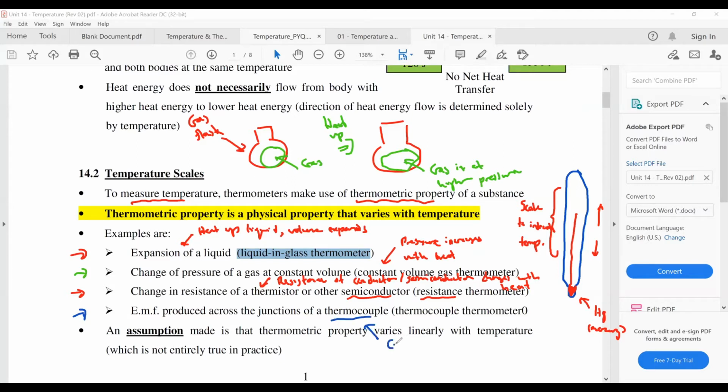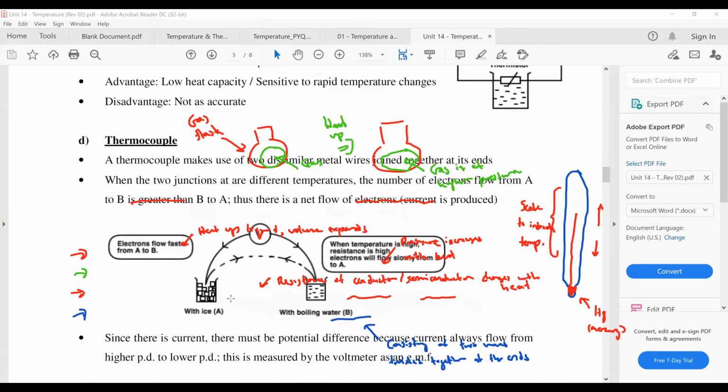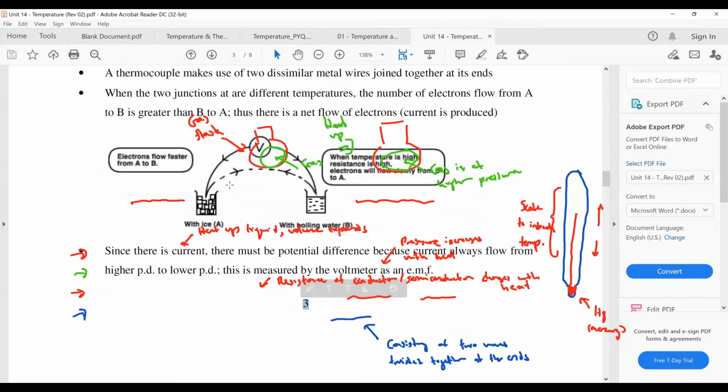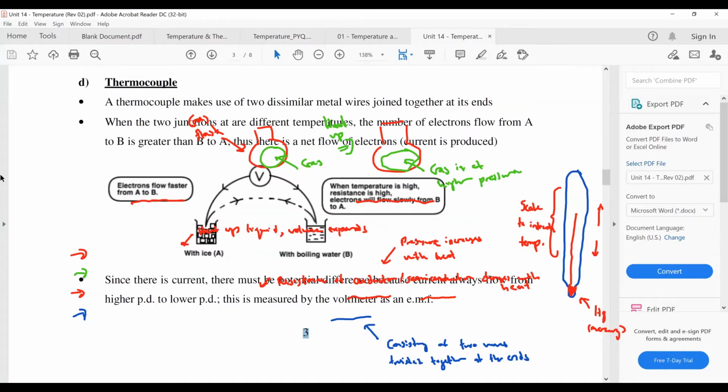A thermocouple actually consists of two wires twisted together at the ends. Right? It actually looks like this in page 3 of your notes. You will actually have a pair of wires that are twisted together at the ends. And the wires are not made of the same metal. Here I told you that a thermocouple makes use of two dissimilar metal wires joined together at its ends. This wire here is a separate metal, this wire here is a separate metal.